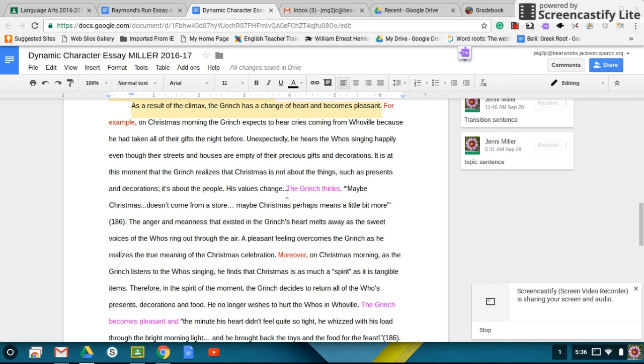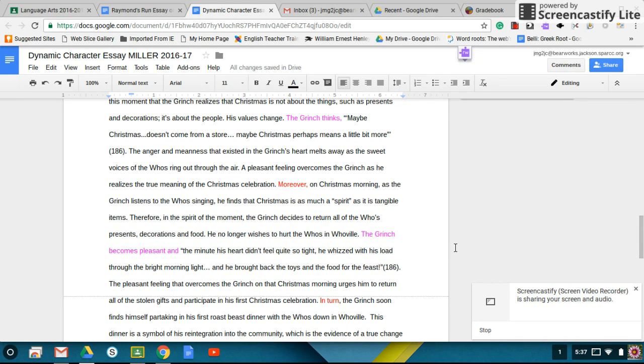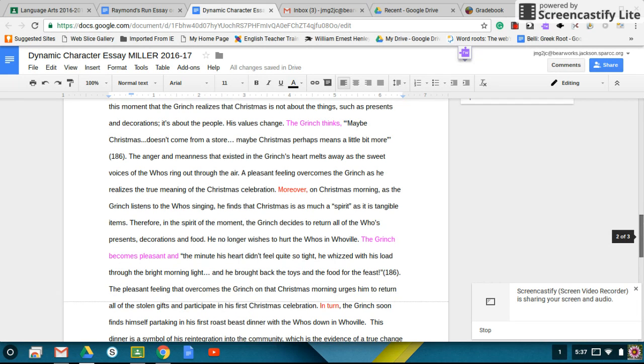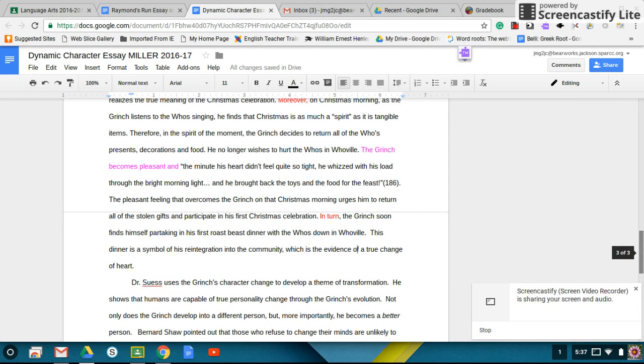Notice I've wrapped my quotes. The Grinch thinks, comma, and then I go into that dialogue. So I put a comma. The Grinch, here you can see the Grinch becomes pleasant and then we just incorporate the quote. So it just flows right in. We don't need the comma. We don't need to capitalize it in that case. And you can see that I have transitions in red. And again, this model is available right in Google Classroom in the post. And so it's really something that you should have up while you work. And you should be going back and forth between this and your work to make sure that yours looks like mine.